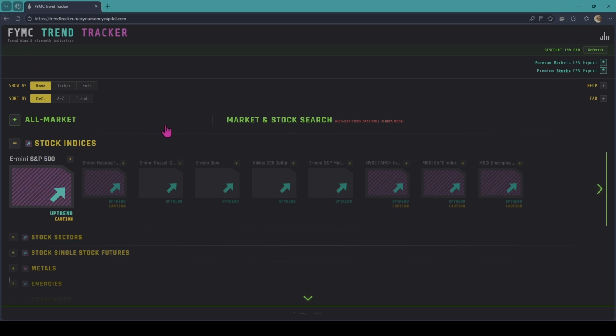So today we're going to go over the functionality on each of the pages. The first page we're going to see is the live tracker. This is going to show you what the current trend state of the markets are today.